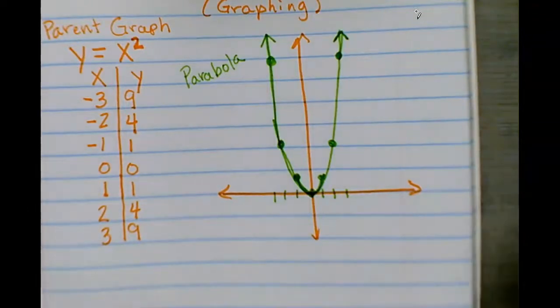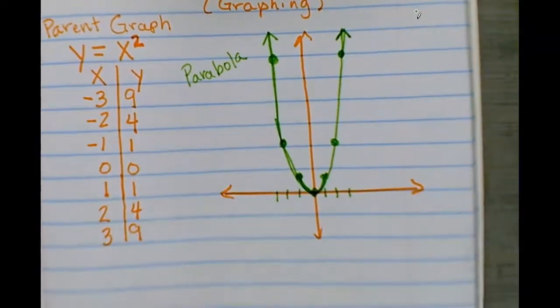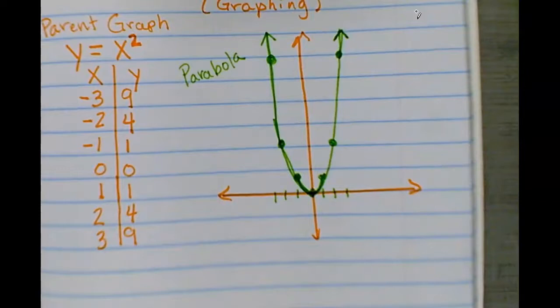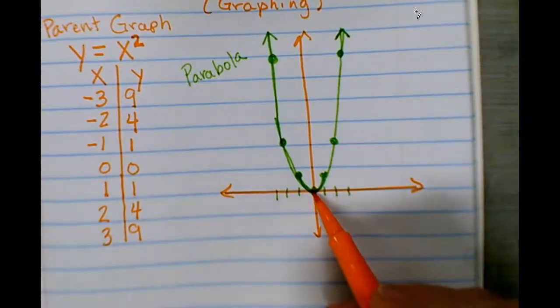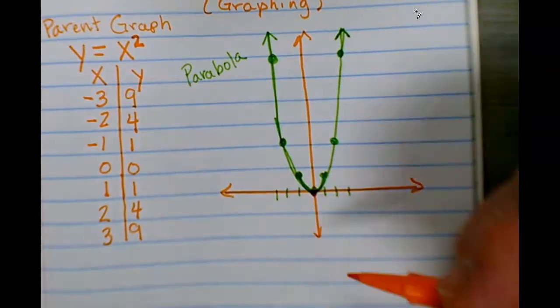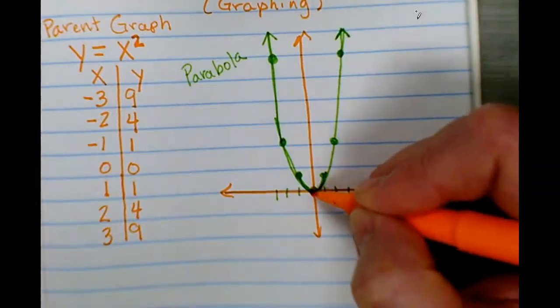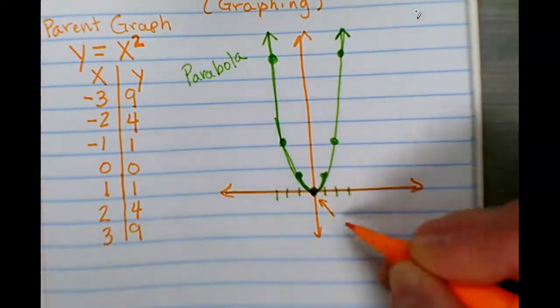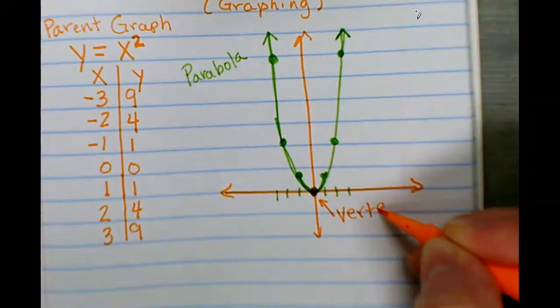What does that mean, parent graph? It means all of the quadratics are going to have this basic shape. Some of them may be wider, some of them may be skinnier. Some of them may have this point right here in a different place. This point right here is called the vertex point.